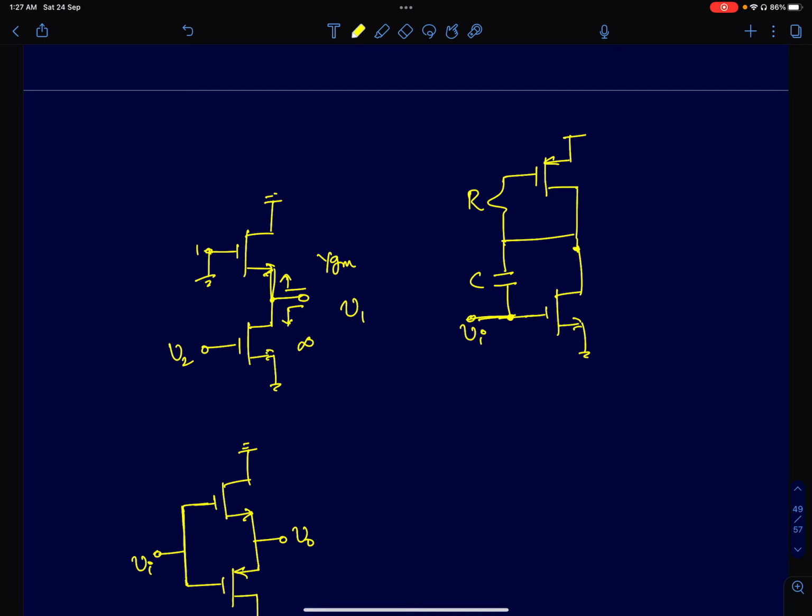So the gain of this common source amplifier is minus GM RL, and with RL equal to 1 by GM, the gain is minus 1. So you will get V1 minus V2. So it's a voltage subtractor. If I have two NMOS amplifiers configured this way, then I simply get a voltage subtraction.